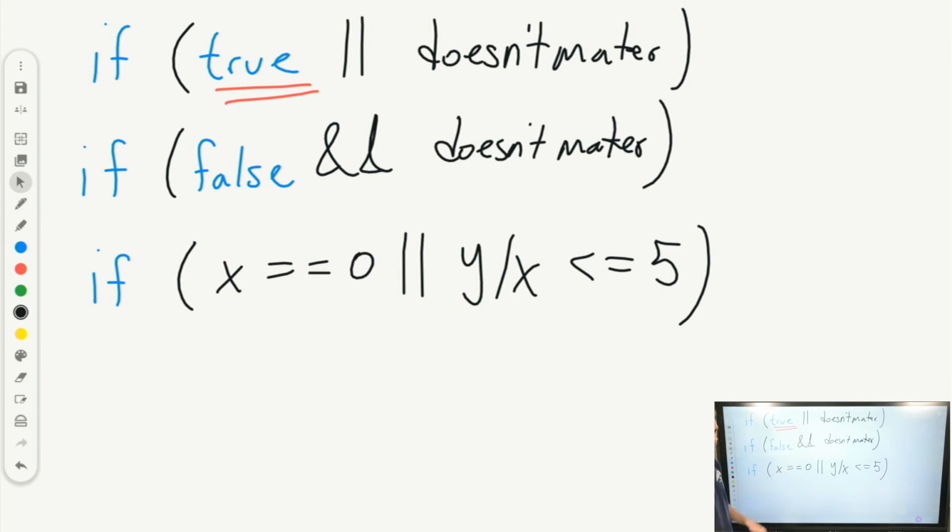So this is an actually useful form of using short circuit evaluation. And you actually see this quite a bit in computer science.